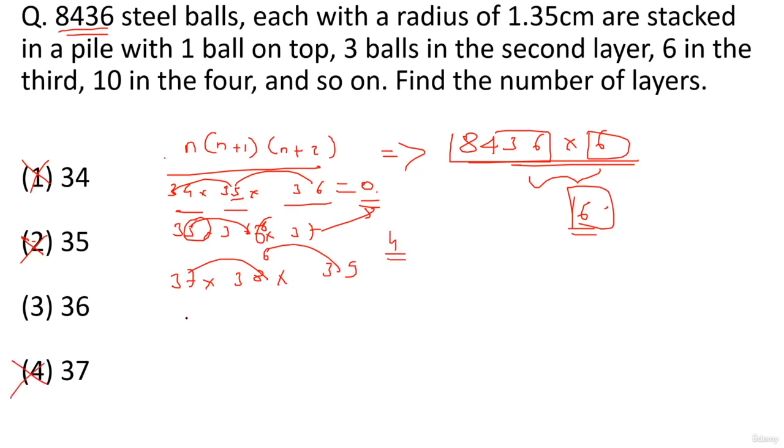We want a number ending with 6. So by default, this will be our answer. We will cross check: 36 into 37 into 38. 6 sevens are 42. 2 eights are 16. Perfect. The number should end with 6, right? That's how we solve it.